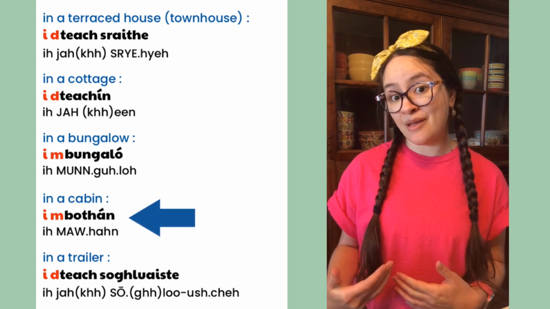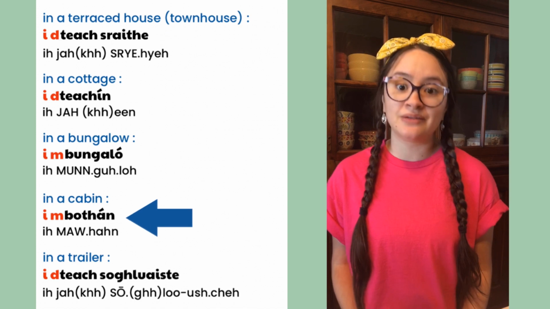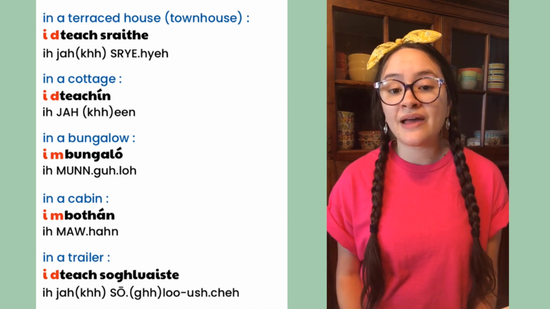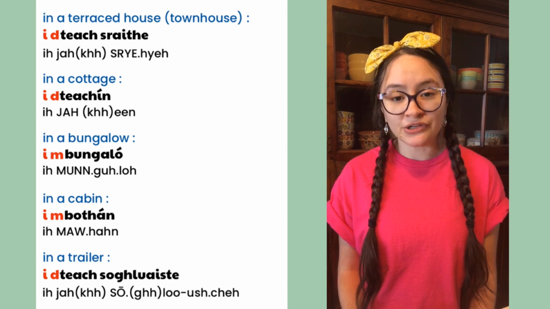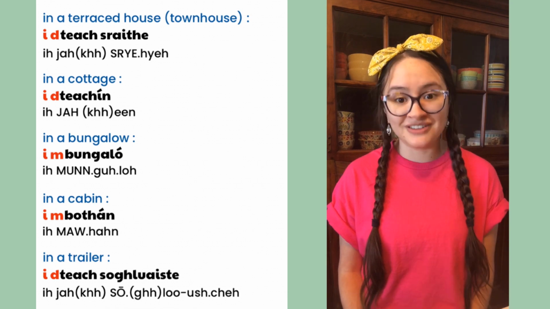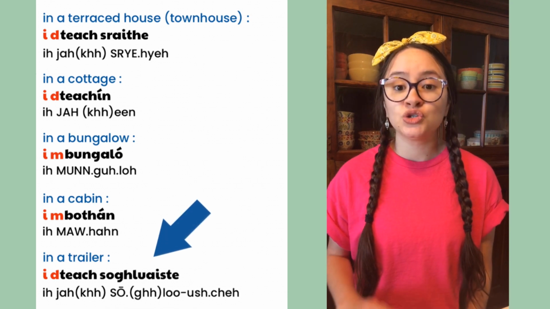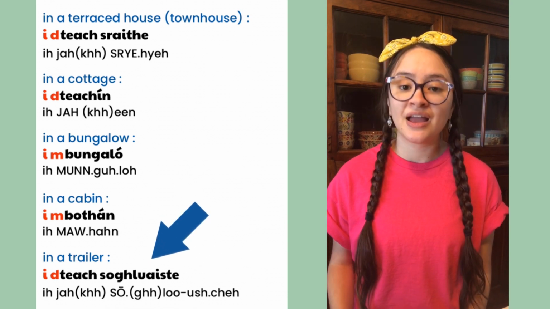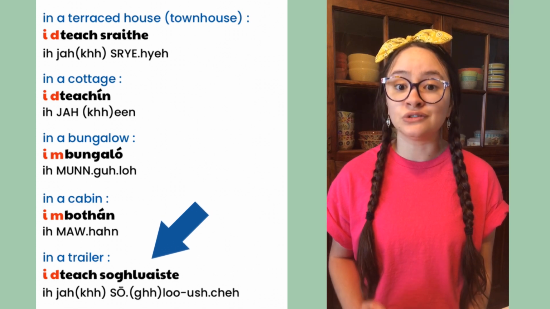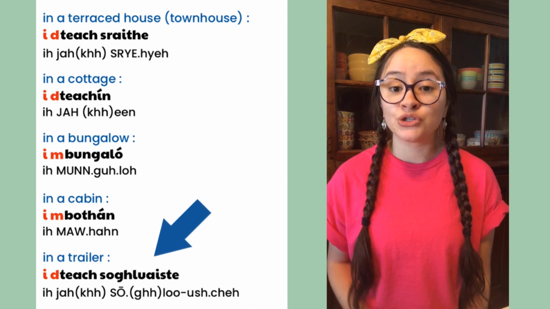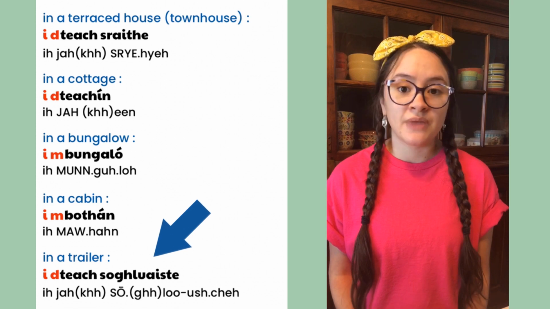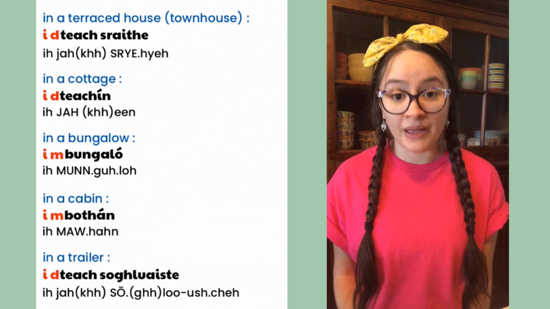Again, because M is B's special unique buddy letter. Or you might live in a trailer. Trailer in Irish is a mouthful, so chach soluasja. Now, soluasja is made up of two words, so it's a compound word.